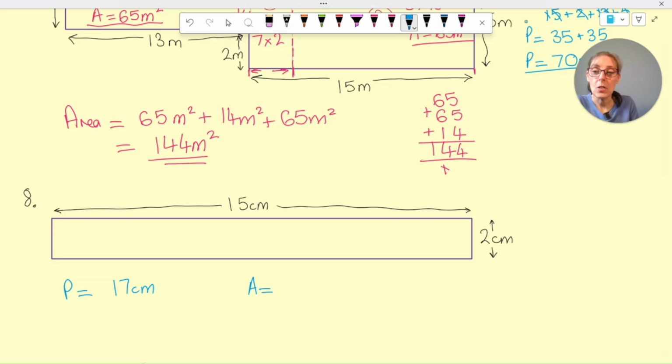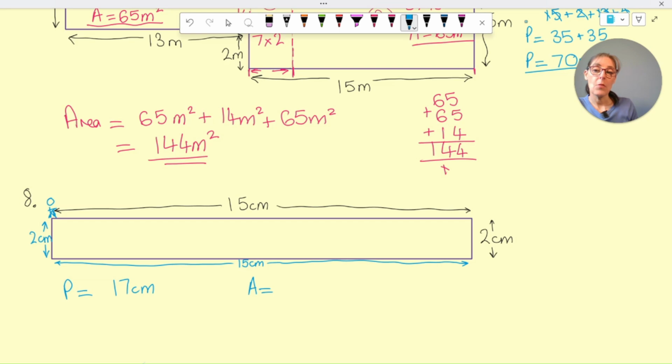But what I'm forgetting to do is walk all the way around the outside. And I've only been given 15 and 2. I haven't been given this 15 centimeters and this 2 centimeters. And it's not so much a trick. If people ask you questions like this, it's for you to solve the problem. It's for you to look into it, to work out what's missing.